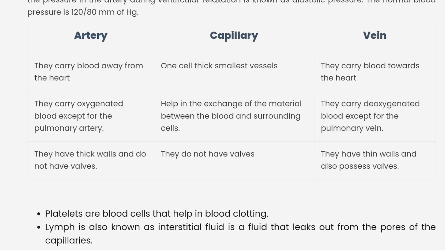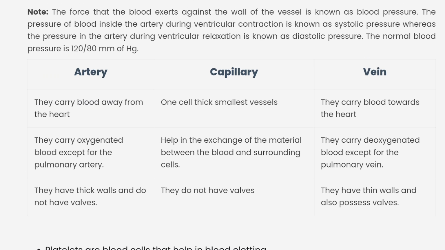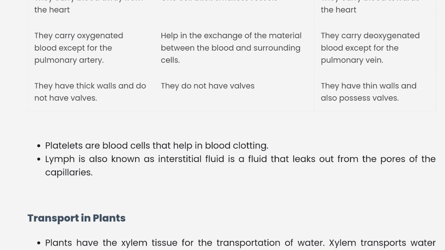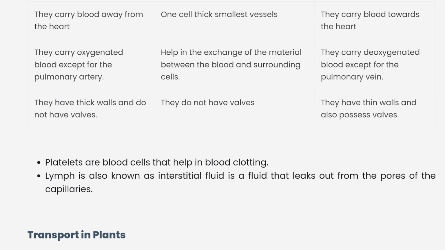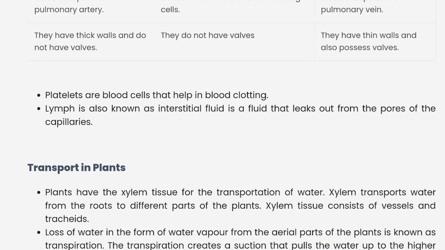Artery. Capillary. Vein. They carry blood away from the heart. One cell thick, smallest vessels. They carry blood towards the heart. They carry oxygenated blood except for the pulmonary artery. Help in the exchange of material between the blood and surrounding cells. They carry deoxygenated blood except for the pulmonary vein. They have thick walls and do not have valves. They do not have valves. They have thin walls and also possess valves.